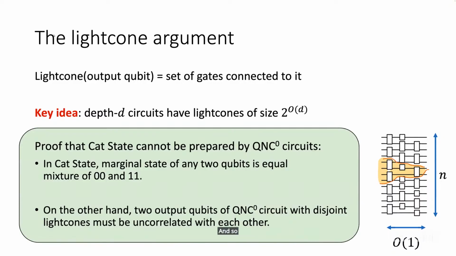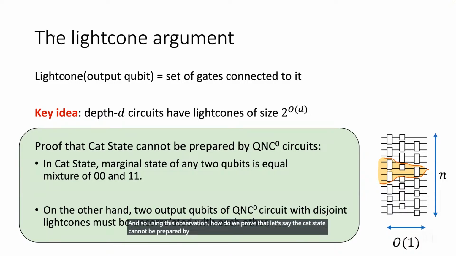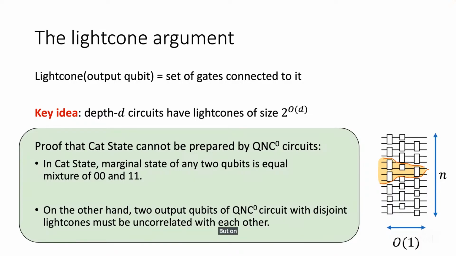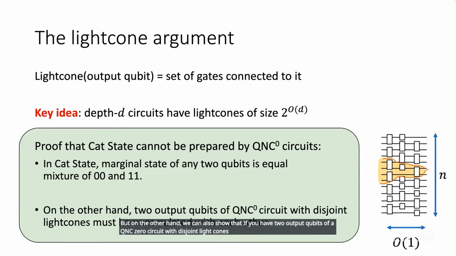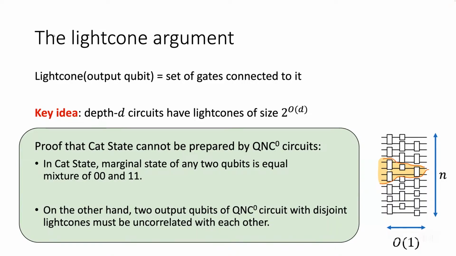And so using this observation, how do we prove that, let's say, the cat state cannot be prepared by constant depth circuits? Well, suppose I looked at the marginal state of any 2 qubits in the cat state, and I just measured them. Just believe me when I say that you're going to get an equal mixture of 0,0 and 1,1. With probability half you get 0,0, with probability half you get 1,1. So the measurement results of these 2 qubits, no matter which 2 qubits you pick, are always going to be perfectly correlated. But on the other hand, you can also show that if you have 2 output qubits of a QNC0 circuit with disjoint light cones, the state of those 2 qubits must be uncorrelated. Because in some sense, if their light cones don't intersect, then there's no way for the circuit to coordinate the behavior. So therefore, QNC0 circuits cannot prepare the cat state.